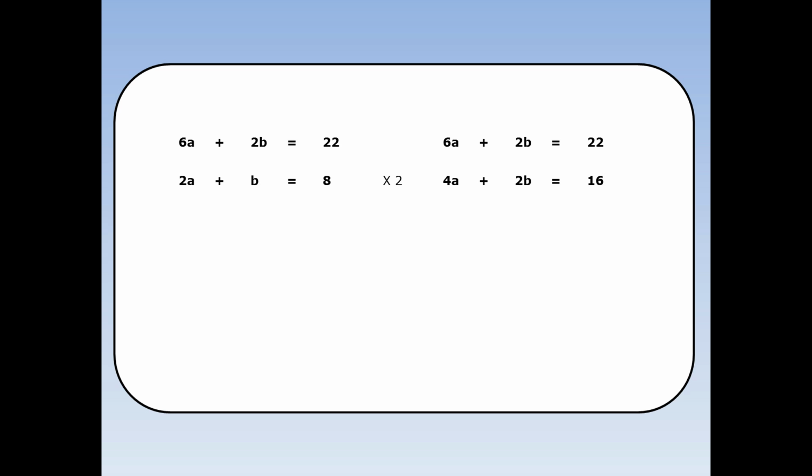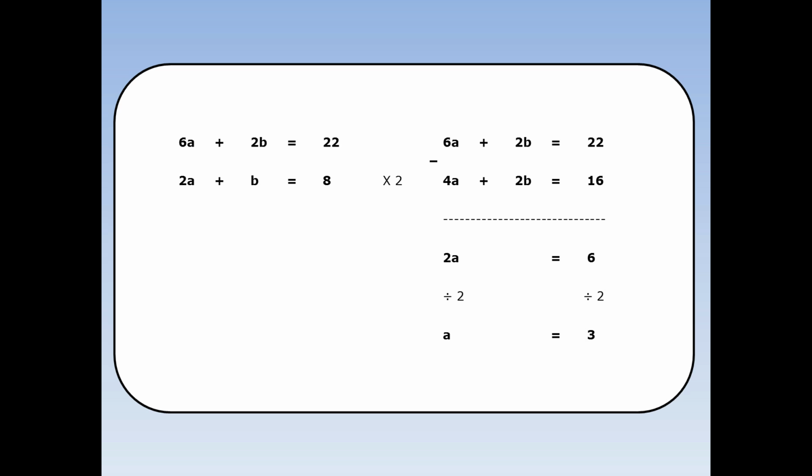Now because these two things are the same, I'm going to take away. 6a take away 4a is 2a, 2b take away 2b is nothing, 22 take away 16 is 6. So now I've got a normal equation. I want to know what 1a is, so divide both sides by 2. And I find out that 1a is 3.